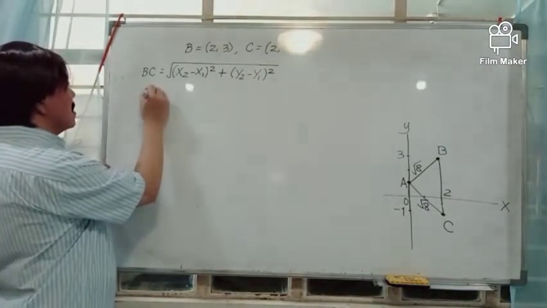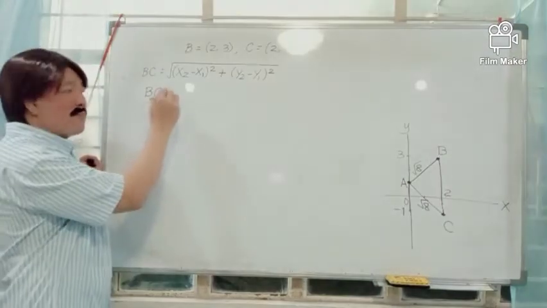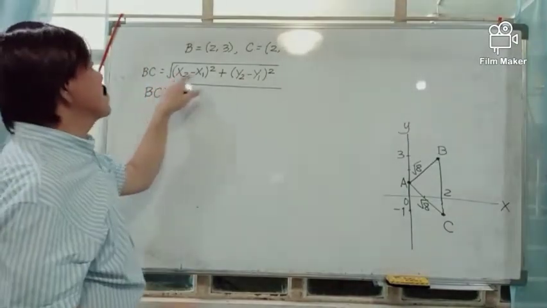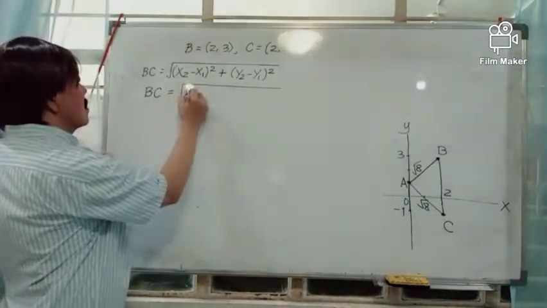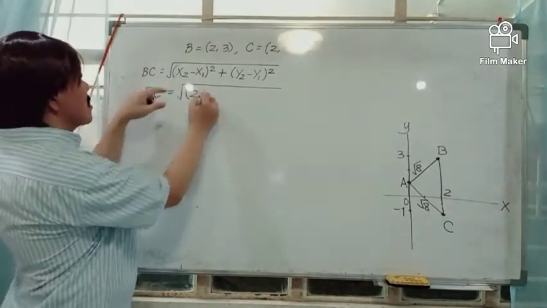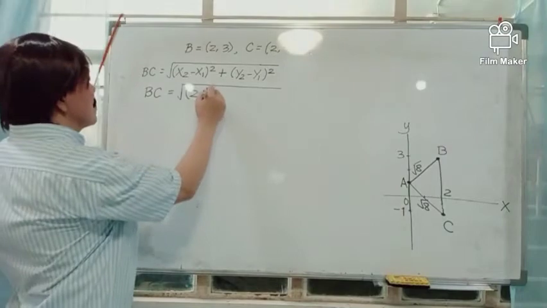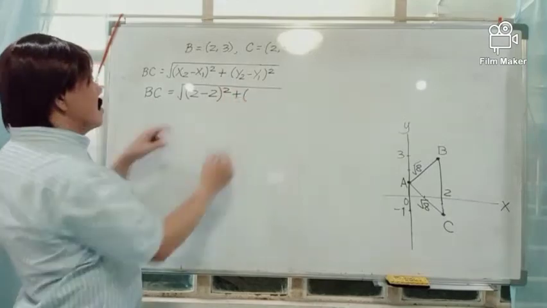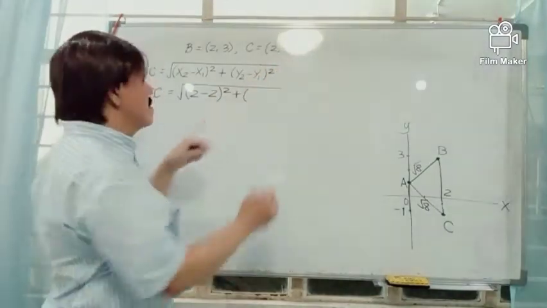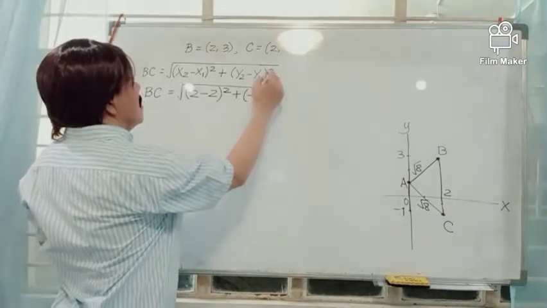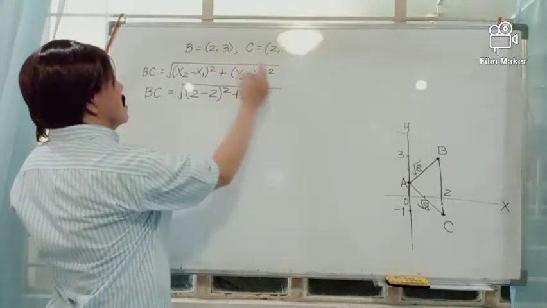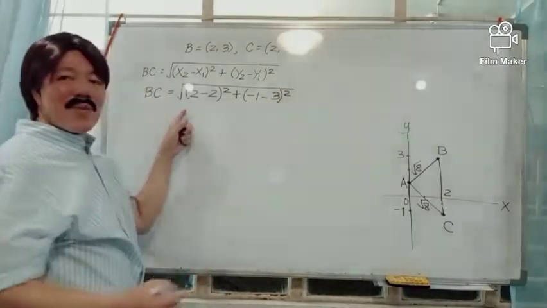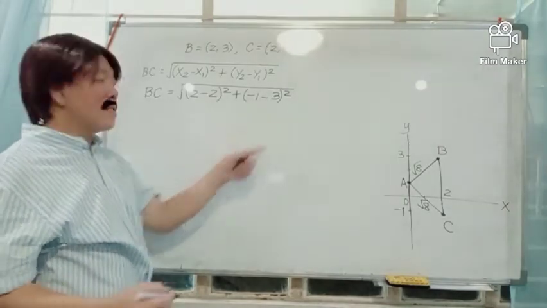We write BC is equal to the principal root of x2 is 2 minus x1 is 2 to the power 2 plus y2 is negative 1 minus y1 is 3 to the power 2. And we simplify the right hand side.